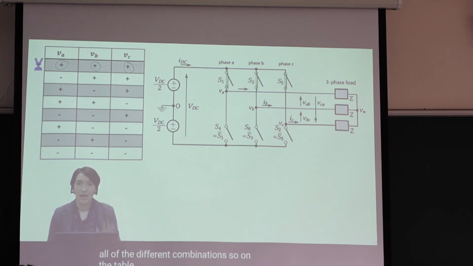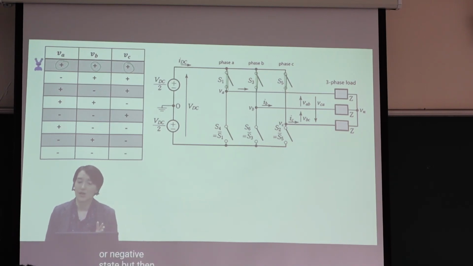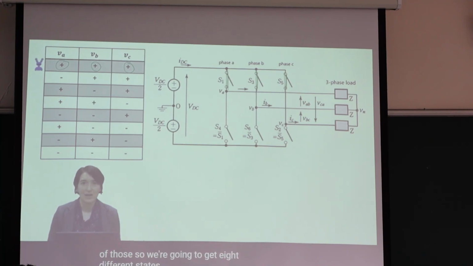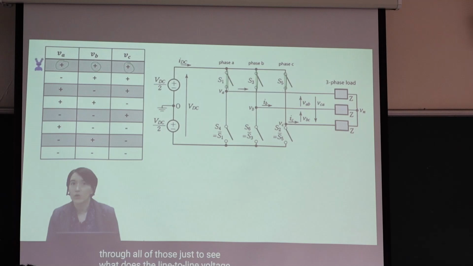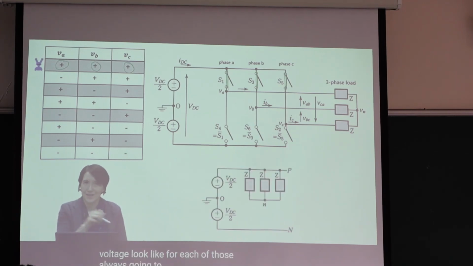On this table, there are 8 different combinations, because each bit can only be in the positive or negative state, but then you have to take all the combinations of those. So in total we're going to get 8 different states. We're going to go through all of those just to see what the line-to-line voltage looks like in that case, and what the line-to-neutral voltage looks like for each of those. I'm going to step us through each of these.